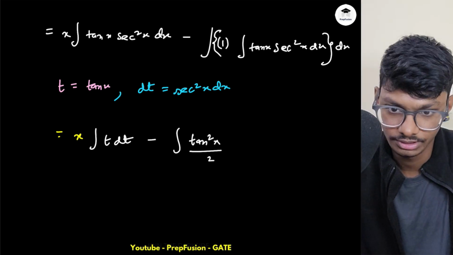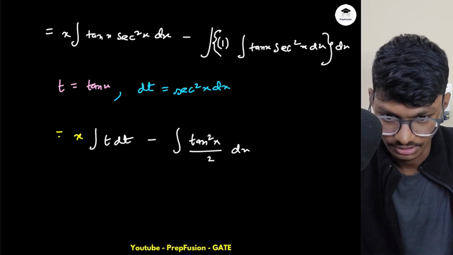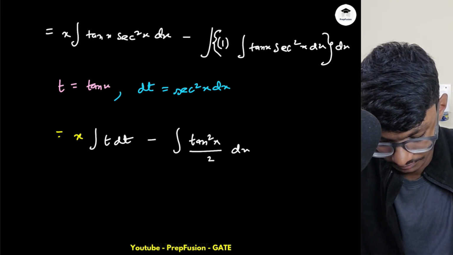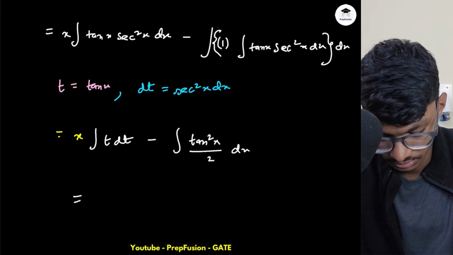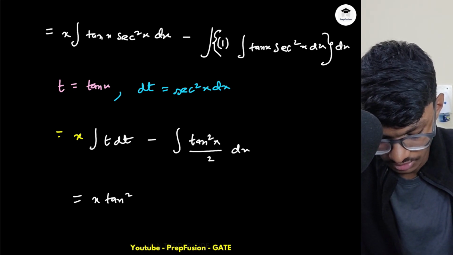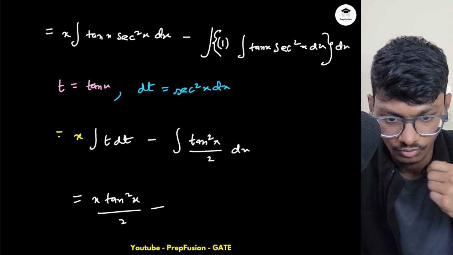So yeah, this will be the integration basically. Now what you can do here, right? I have this. This is also t square by 2, tan square x divided by 2 minus tan square x divided by 2. Now what you can do?